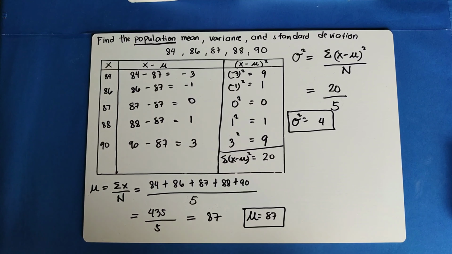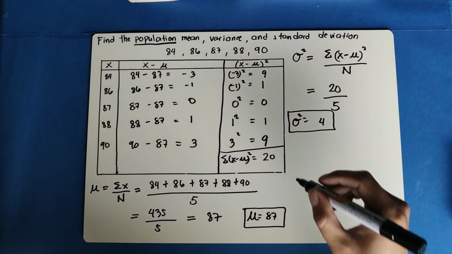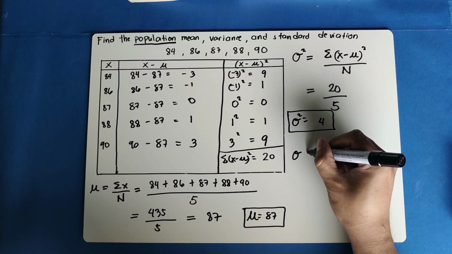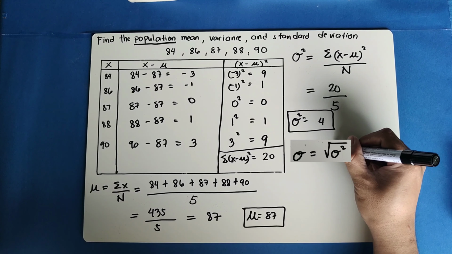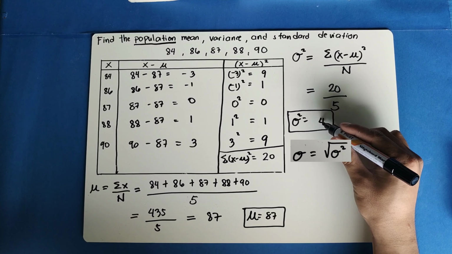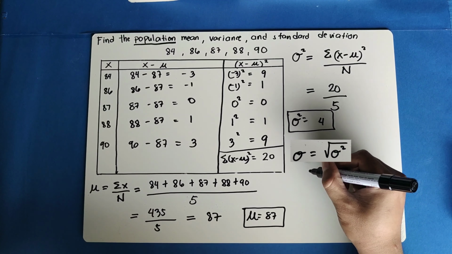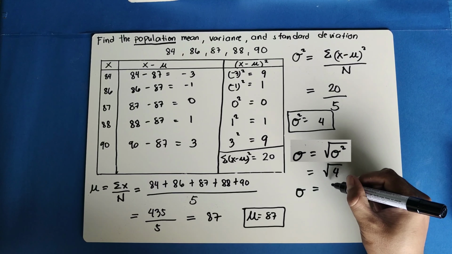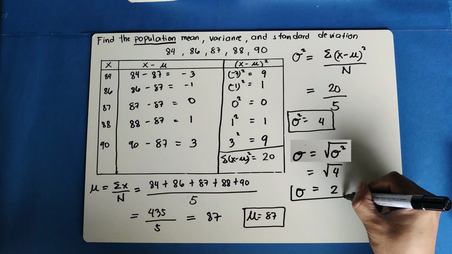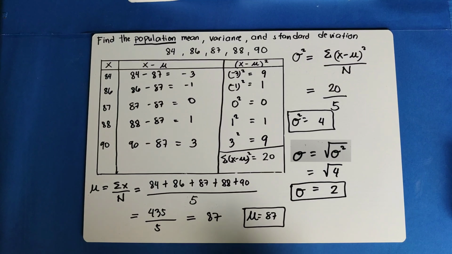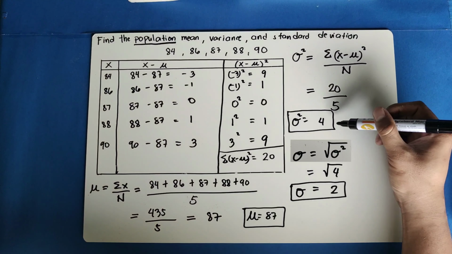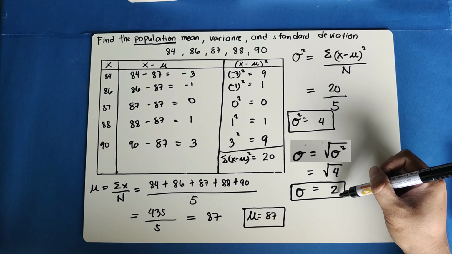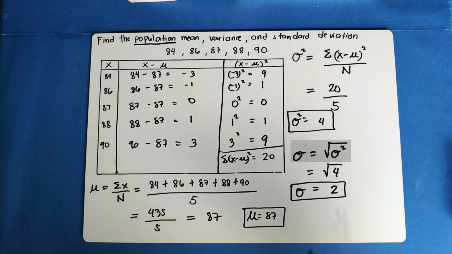The next, we are going to find the population standard deviation. And the formula in getting the standard deviation is just the square root of variance. Okay? Our standard deviation is the square root of variance. And our variance is 4. So, square root of 4. Therefore, our standard deviation, square root of 4 is 2. So, in this example, our population mean is 87, our variance is 4, and our standard deviation is 2.